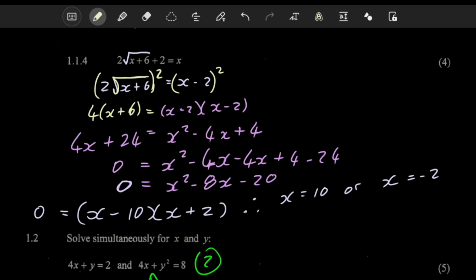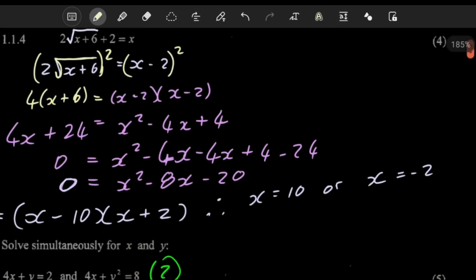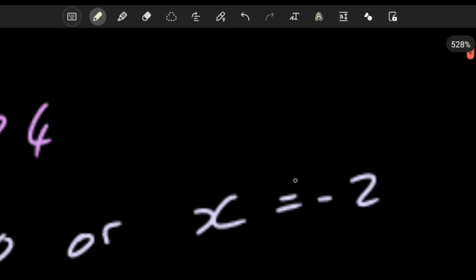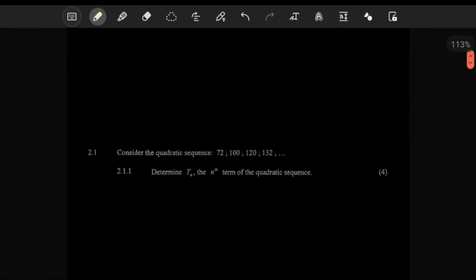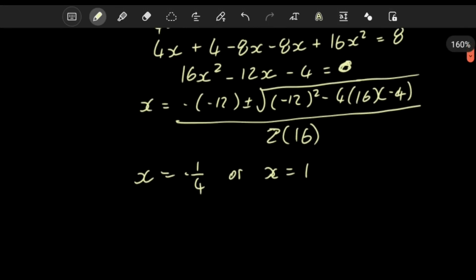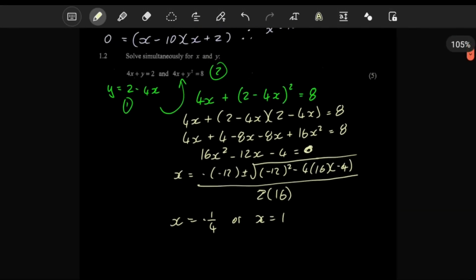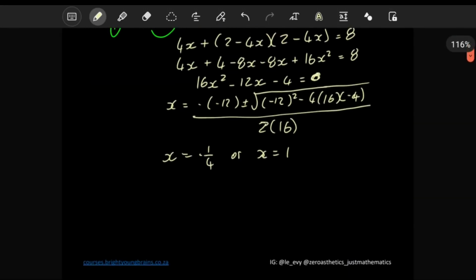The 10 checks out. Let's check the negative 2. I bet the negative 2 doesn't check out, but let's test it. Yep, the negative 2 doesn't check out. So obviously this is one of those scenarios where you do have to disregard one of your answers, which is important. And I remembered that just as I was working out this question over here, because it's always good to check your answers when you're solving for x and stuff like that.